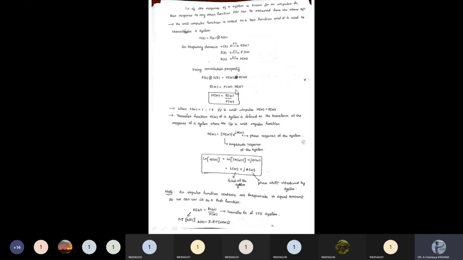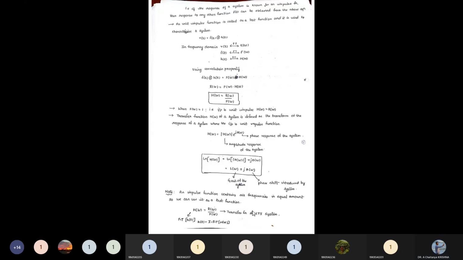From this equation, H of omega equals R of omega by F of omega, this is the transfer function. Inverse Fourier transform of this H of omega we can get h of t. If I am asked to find the system impulse response, we should find h of t. If asked to find the system response, that is r of t. If asked to find the input, that is f of t.